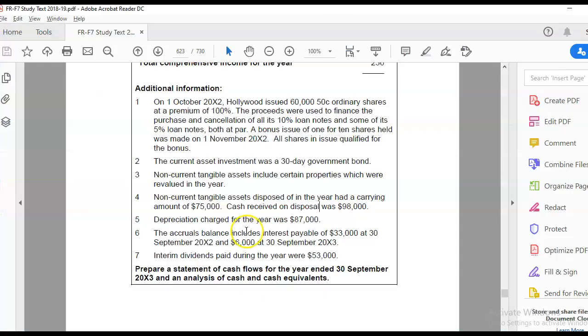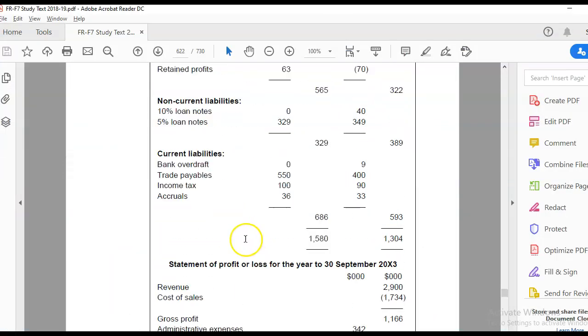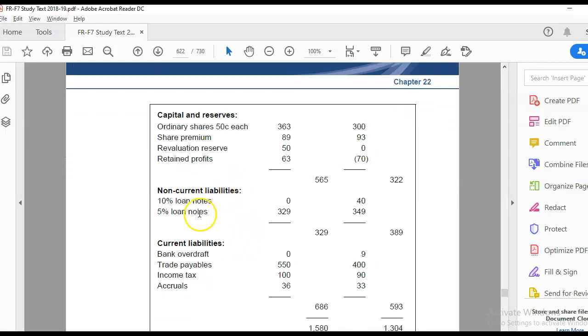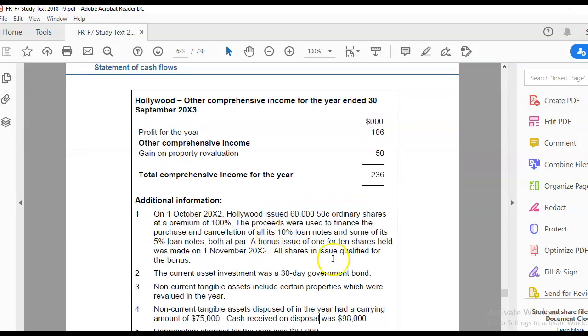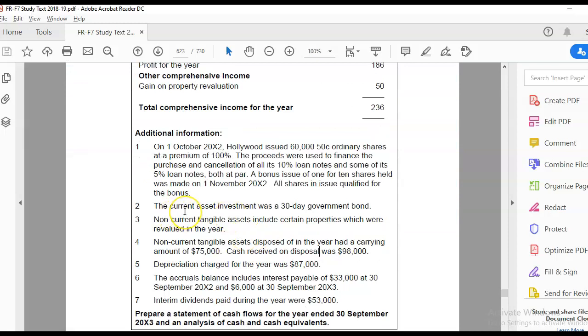And how is that? When you come to your loan notes, towards the end, when you compare your 40 and 0, you would know that 40 has become 0 because of a payment. So fully cancel the 10%. And for the next type of loan note, the 5%, 349 has become 329, again a 20 payment. So that way I would still know a 60 payment has been made. However, your examiner has told me by himself that there is a repayment of loan notes.